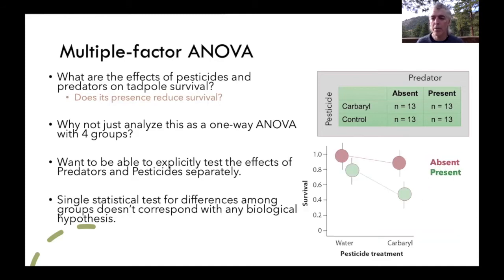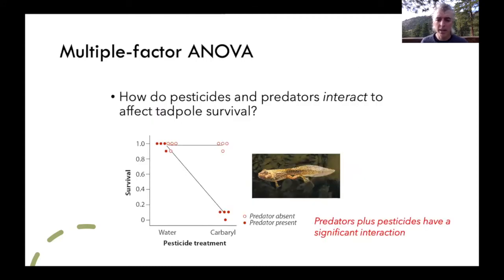Now, these are just hypothetical data. When we actually look at the data from this experiment, they look something like this, which is really quite an interesting pattern. In the absence of predators, shown in the open circles here, there doesn't seem to be any effect of the pesticide treatment at all. The control tadpoles had the same survival as those experiencing the pesticide treatment. But it's only in the presence of predators that we start to see an influence of the pesticide treatment.